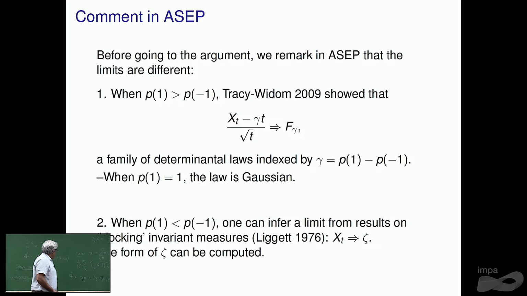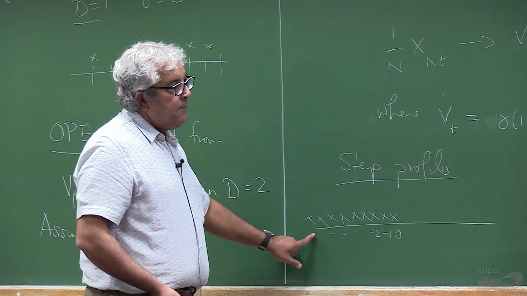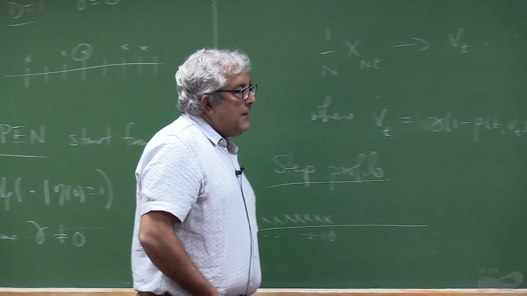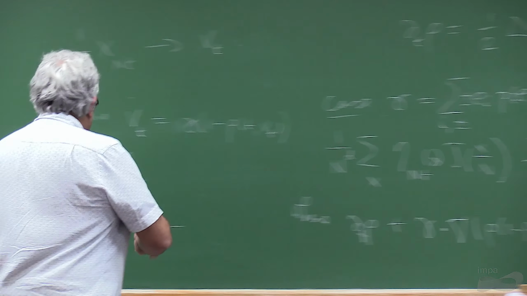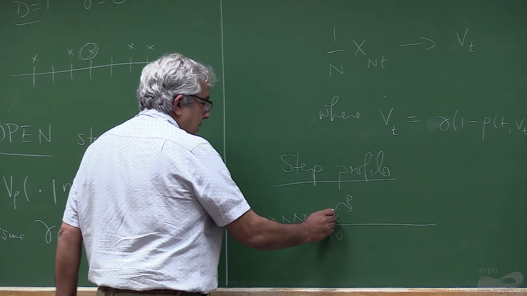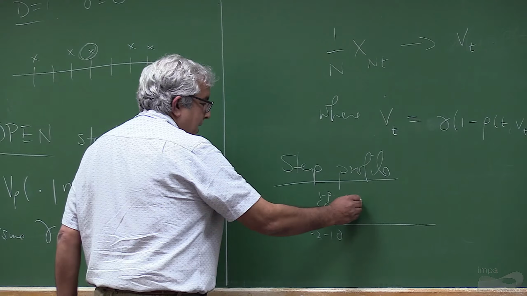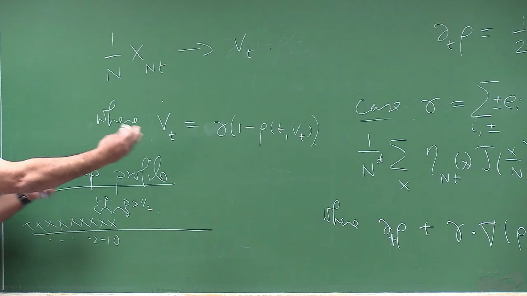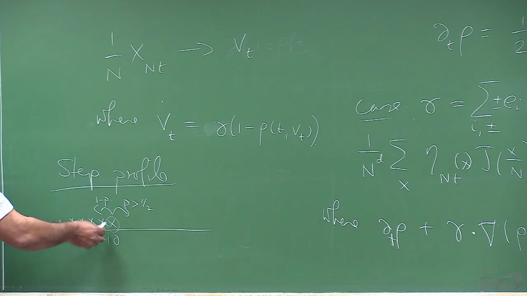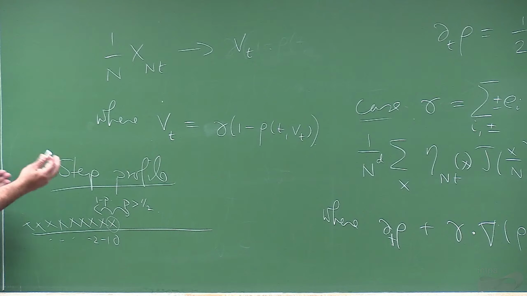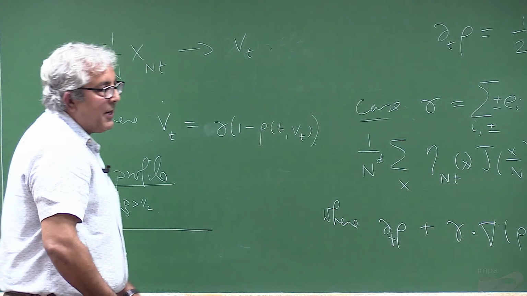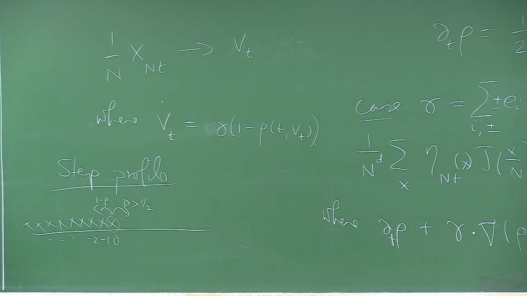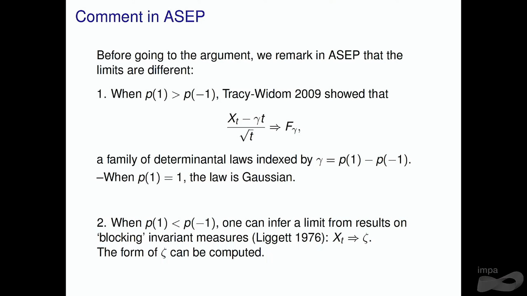So we're starting from this step profile, and this is now P, Q. P is bigger than 1/2, so there's a drift to the right. It's not too hard to believe that the velocity of the lead particle is (P minus Q) gamma, and that's what we have in the numerator. If you center by that velocity, then it turns out it should be diffusive.